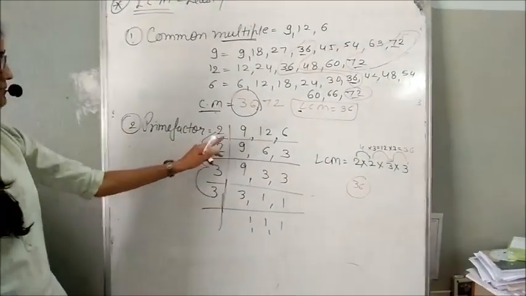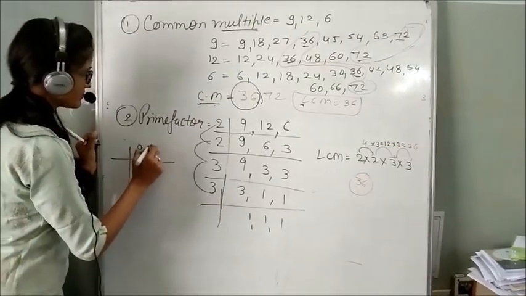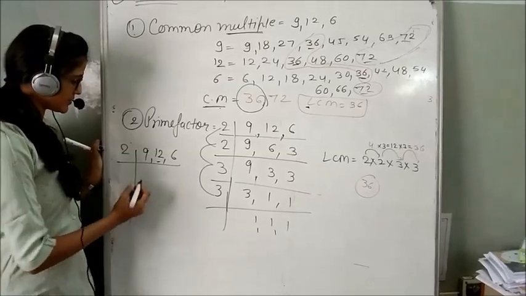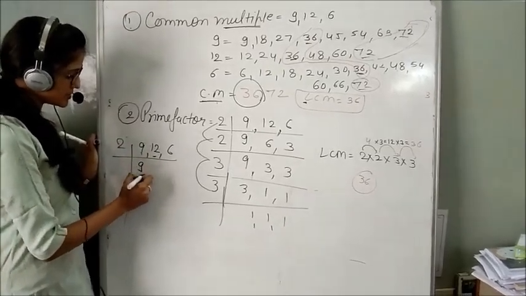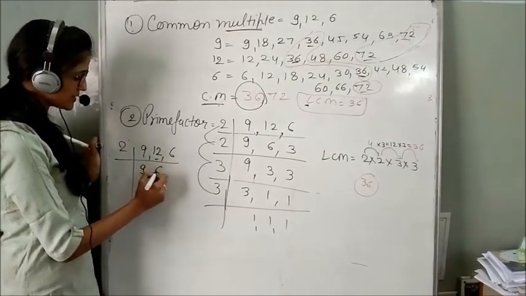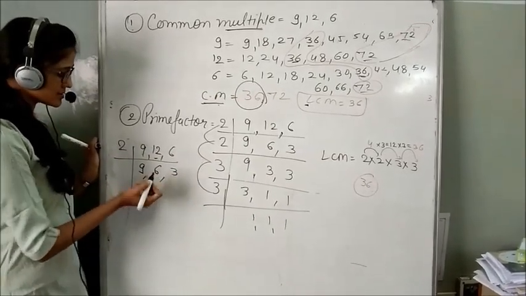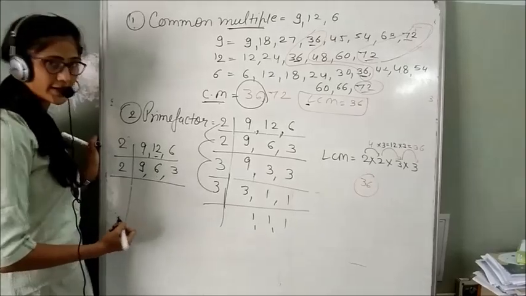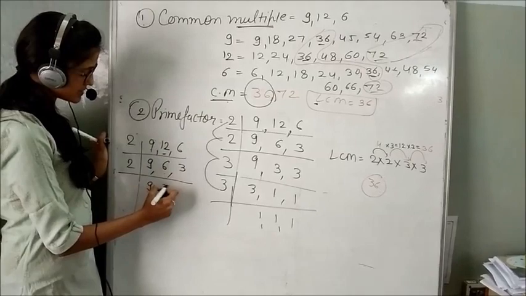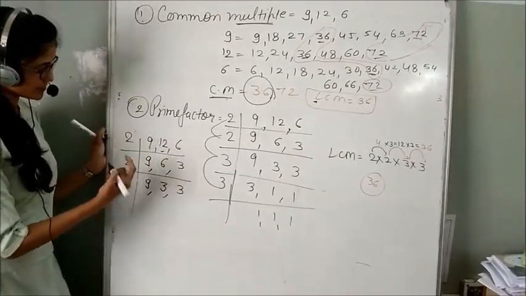Now the prime factorization of 9, 12 and 6. First we divide 9, 12 and 6. Here there are even numbers, so we divide by 2 first. 9 cannot be divided, so we write it as it is below. Now 2 into how many is 12? 6 times. 2 into 6, 3 times, so we write it like that. Again 6 is divisible by 2, so we write 2 here. 9 is not divisible, just mention it like that. 2 into 6, 3 times, and 3 continues below because it cannot be divided by 2.